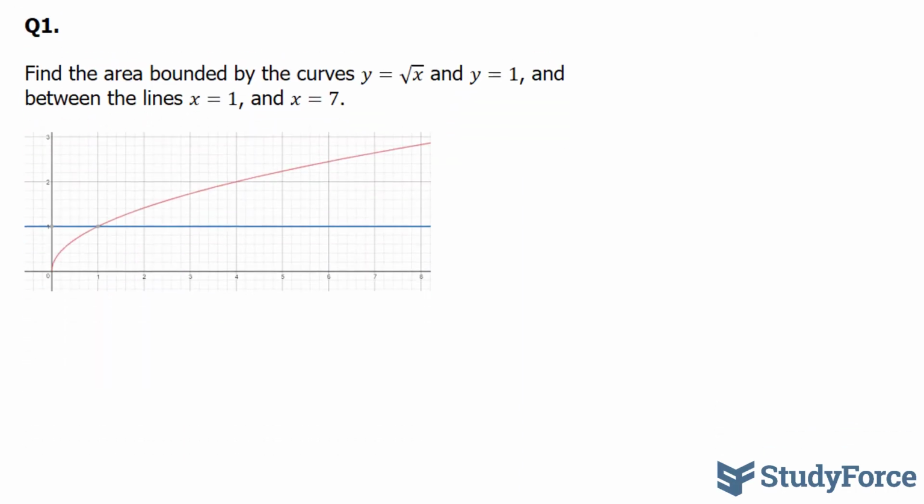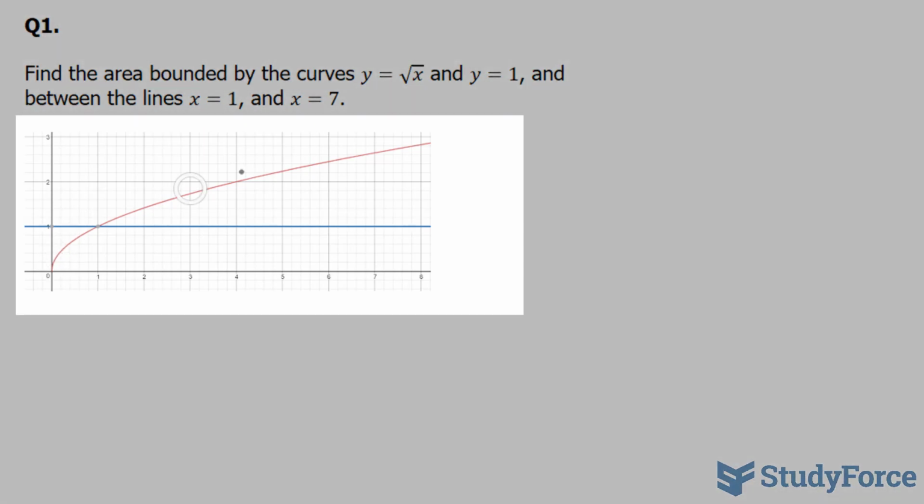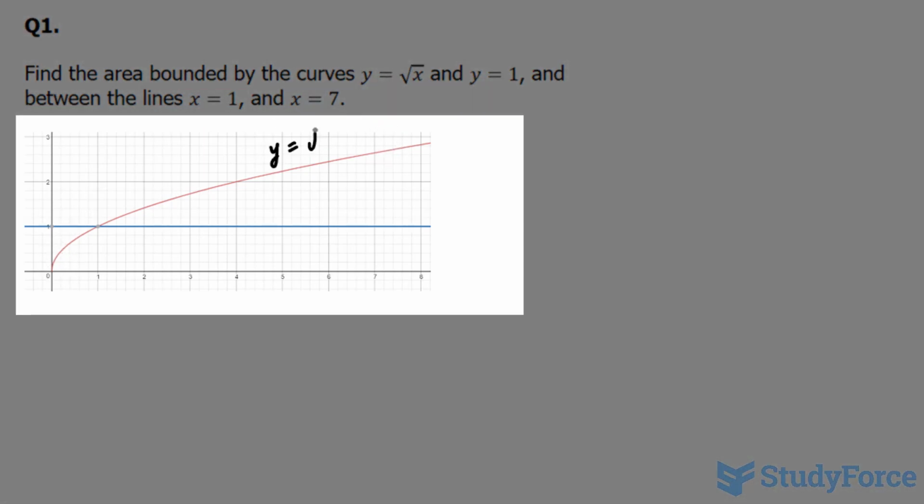In this question, they're asking us to find the area bounded by the curves y equals the square root of x and y equals 1, and between the lines x equals 1 and x equals 7. You'll see that this red curve represents y equals the square root of x, and this blue curve represents y equals 1. What's not shown here is x equals 1, which is essentially a vertical line from 1 going upwards, and a line from 7 going upwards. So essentially what they want is for us to find the area of this.